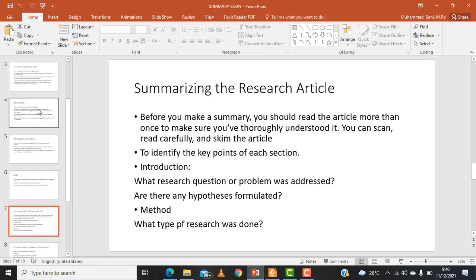It's about summarizing the research article. Before you make a summary, you should read the article more than once to make sure you've thoroughly understood it. You can scan, read carefully, and skim the article.